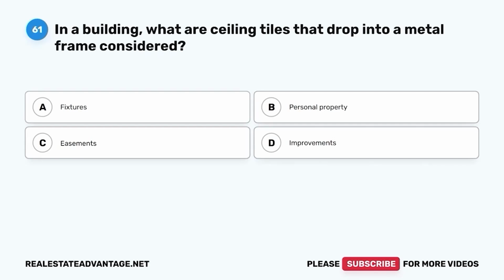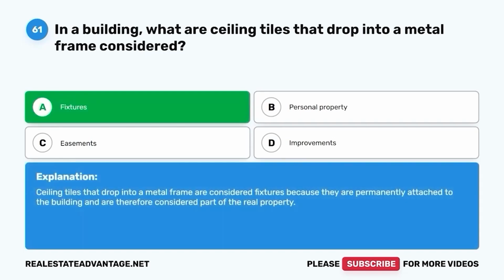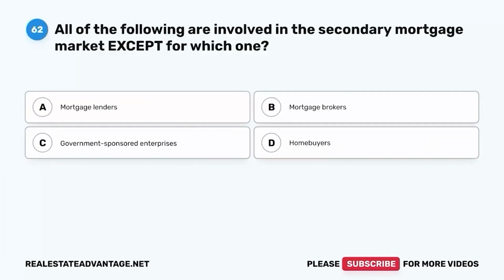A. Fixtures. B. Personal property. C. Easements. D. Improvements. The correct answer is A. Fixtures. Ceiling tiles that drop into a metal frame are considered fixtures because they are permanently attached to the building and are therefore considered part of the real property. Question 62. All of the following are involved in the secondary mortgage market, except for which one?